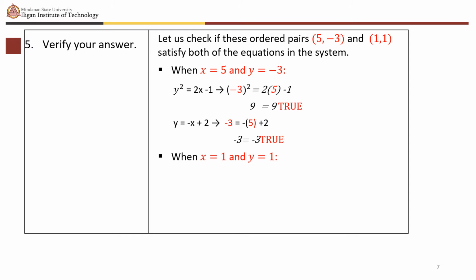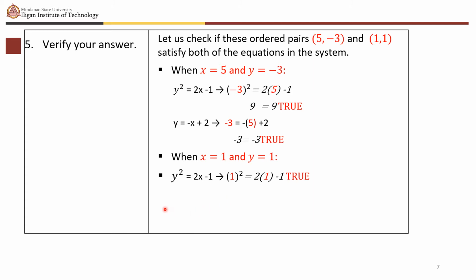Now, when x is equal to 1 and y is equal to 1, let's make use again of the equation and verify. So we have here y squared. Since y is equal to 1 there, 1 squared equals 2 times 1. Our x here is 1 minus 1. Notice that this is again true.